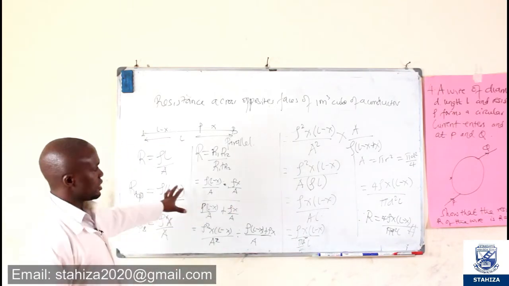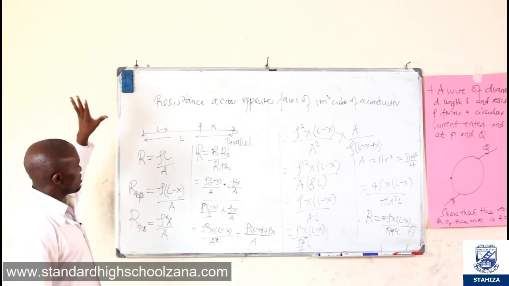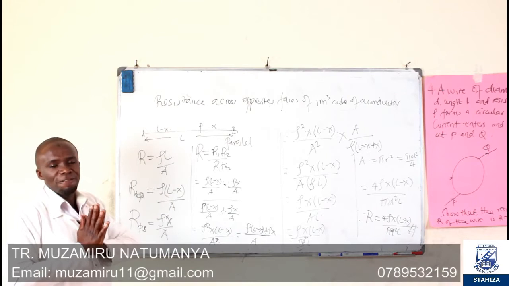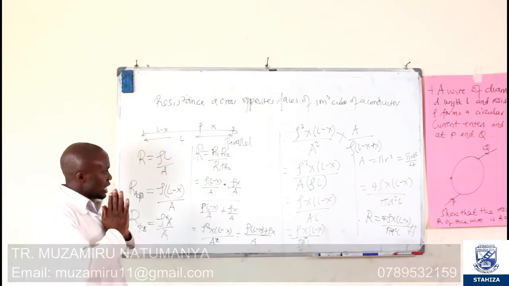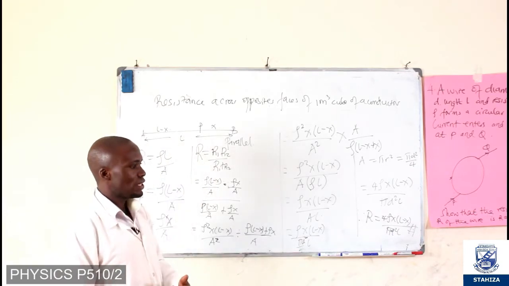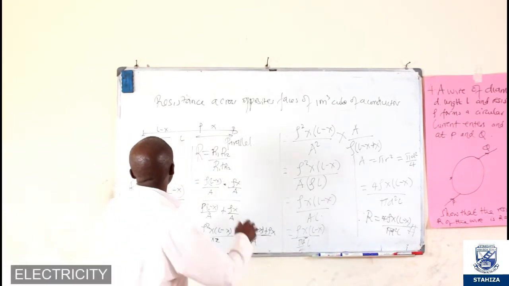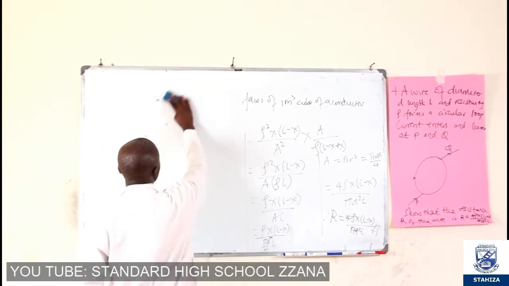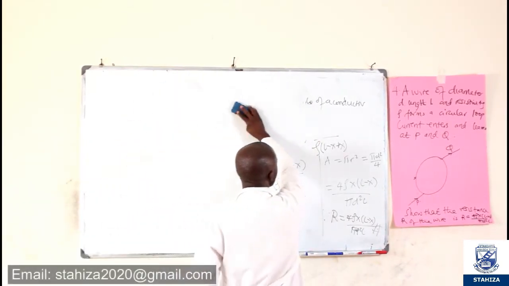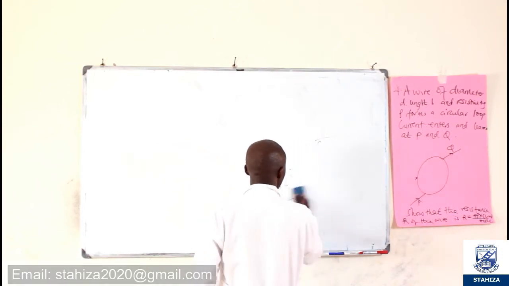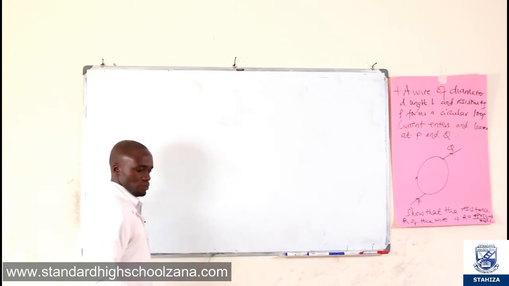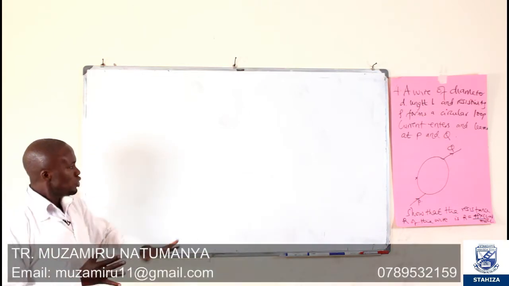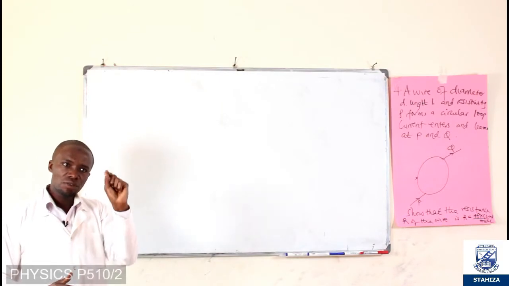Now, we have seen resistivity and we have defined it as the resistance across opposite faces of a 1 meter cube of a wire. How can we determine that resistivity experimentally? In other words, we are going to look at an experiment to determine the resistivity of the wire of the material. In the last episodes, we looked at the introduction part of this topic and I showed you the gadgets to use in electricity. One of them was a meter bridge, and that meter bridge had a left and right gap. So we are going to use that instrument to determine the resistivity of the wire.